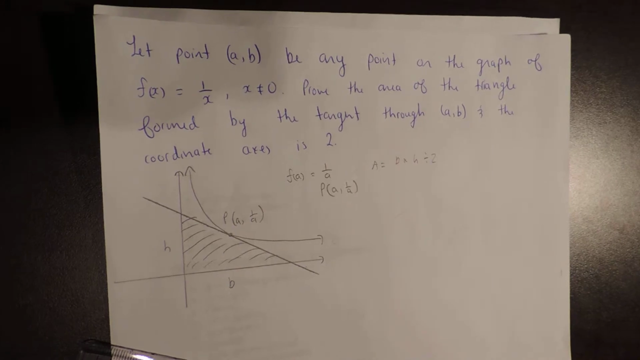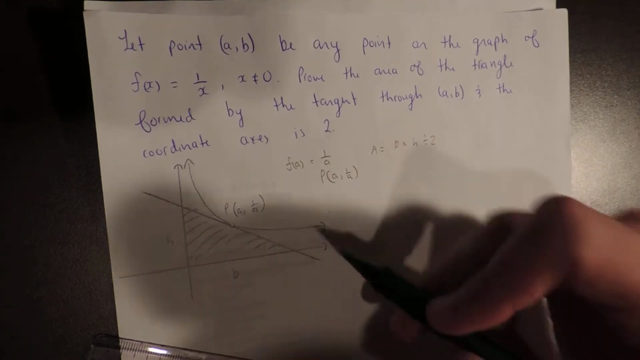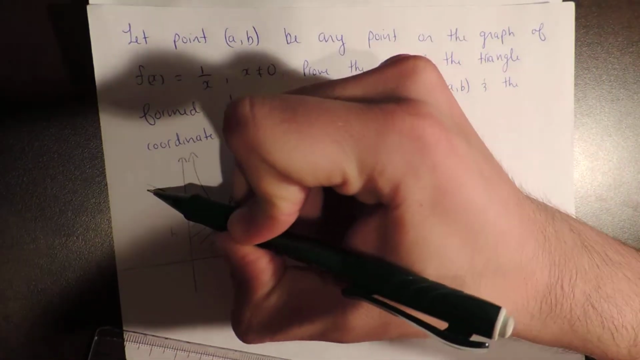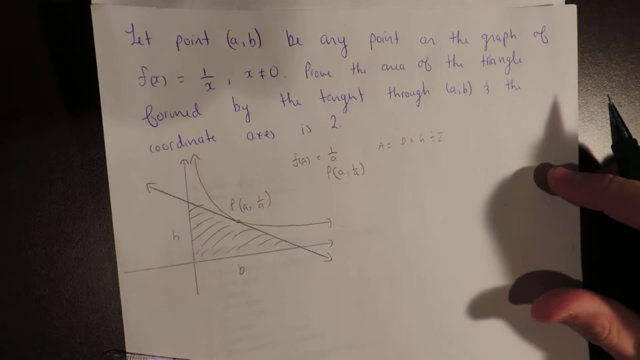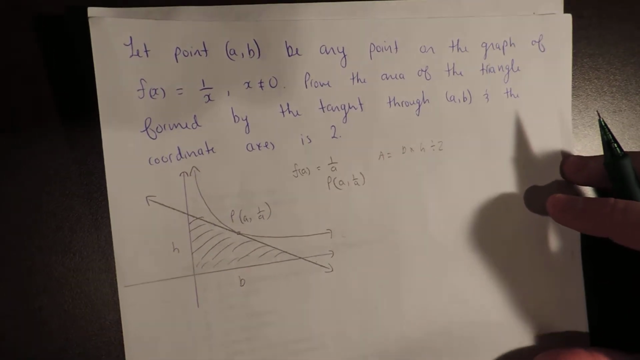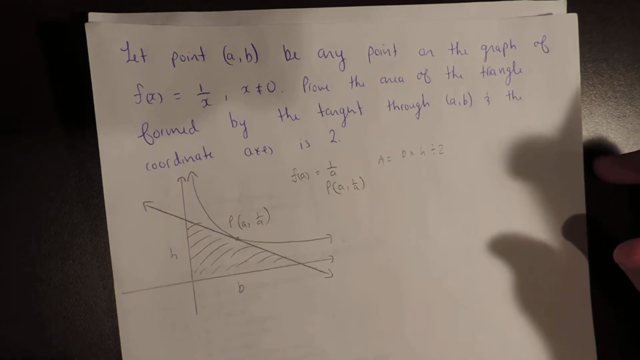So how do we start? Well, the key to this problem is really just finding the equation of the tangent line. So that's what we're going to do. If we find the equation of the tangent line, we're going to be able to find the height and the base. So let's get started. How do we find the equation? First, let's find the slope of the tangent.